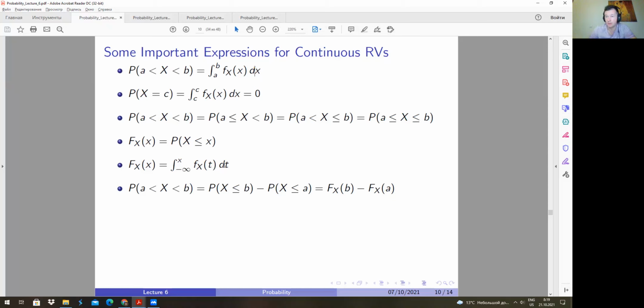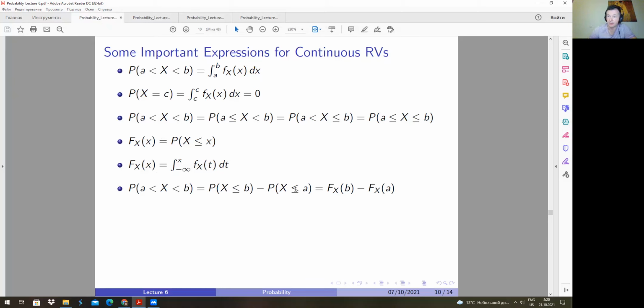Why do we change this variable? Because x is now in the upper border of integration. So that's why I cannot use x here and here, because it's going to be kind of nonsense. And now, using this knowledge, we can define this probability.